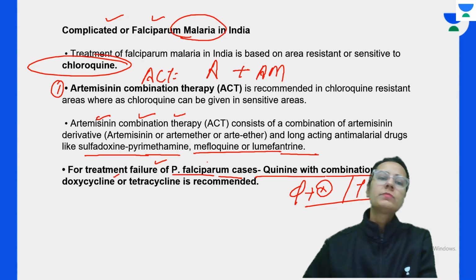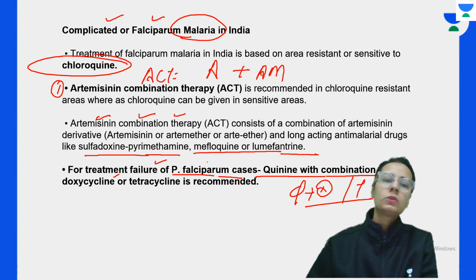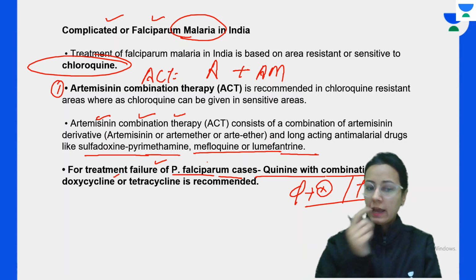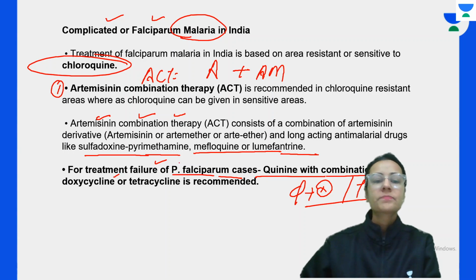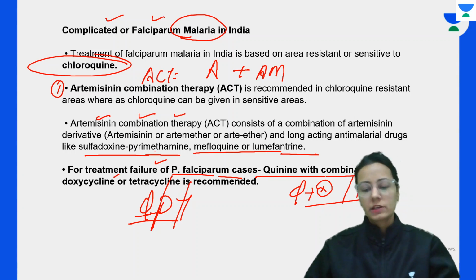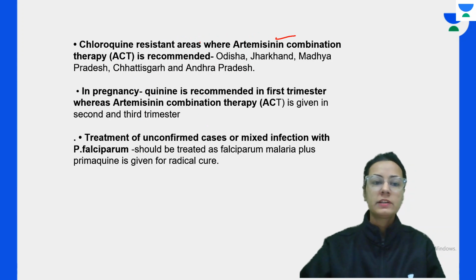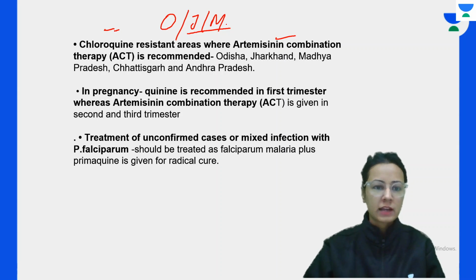So, although the treatment is chloroquine, in those areas where chloroquine cannot be used, we give the ACTs, like in the northeast part of India. And for the treatment of falciparum, we give the QDT, that is the combination of quinine with doxycycline or tetracycline. In chloroquine resistance areas, artemisinin combination therapy is recommended. These are Odisha, Jharkhand, MP, Chhattisgarh, and Andhra Pradesh.